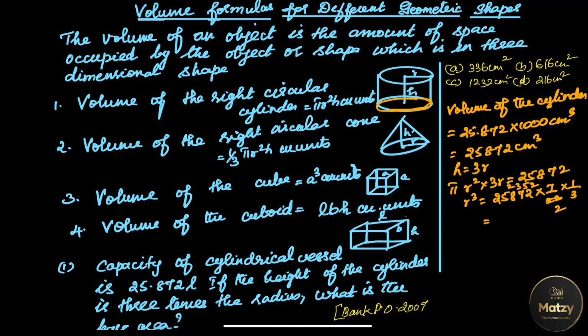Next, volume of the right circular cone. Here, r is the radius of the base. Here also the base is in the form of a circle. So what is the base area? Pi r square. So the volume of the right circular cone is 1 by 3 into pi r square into the height of the cone, that is, 1 by 3 pi r square h cubic units.